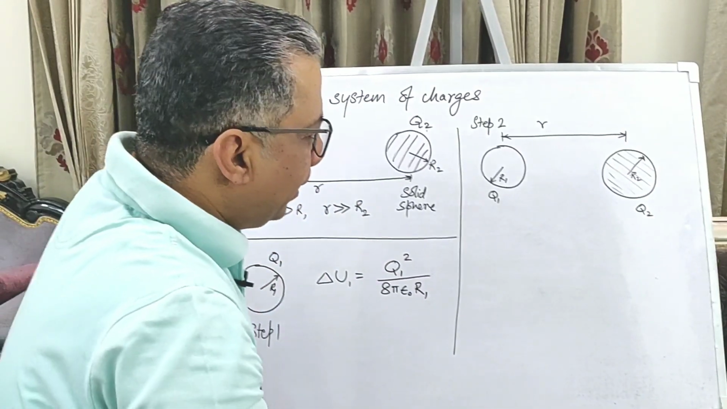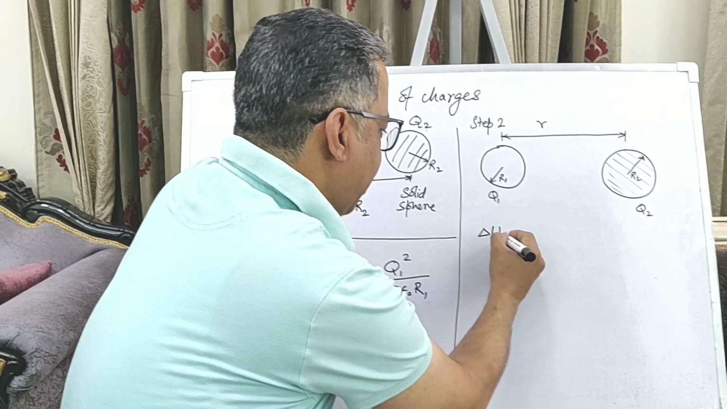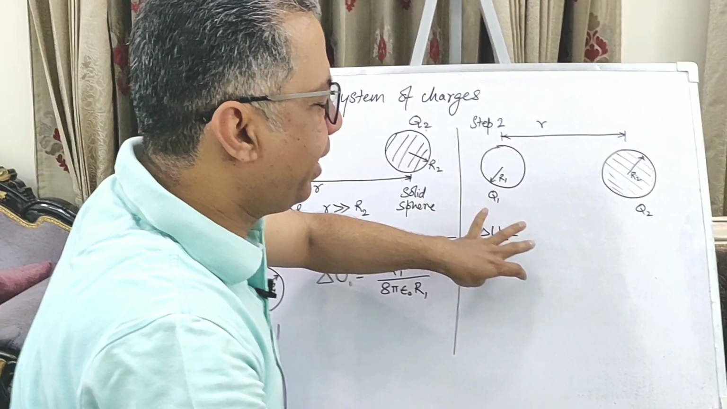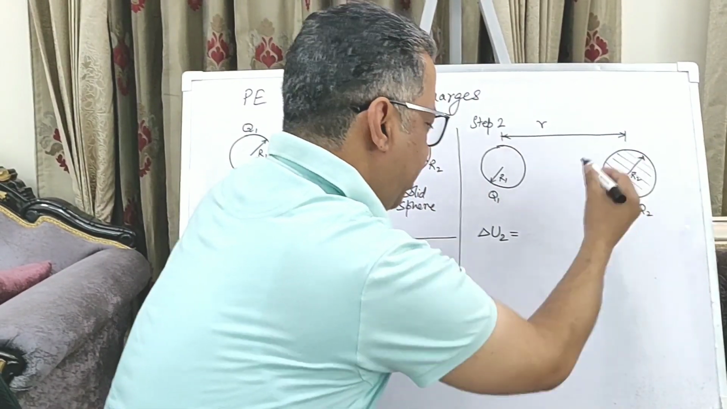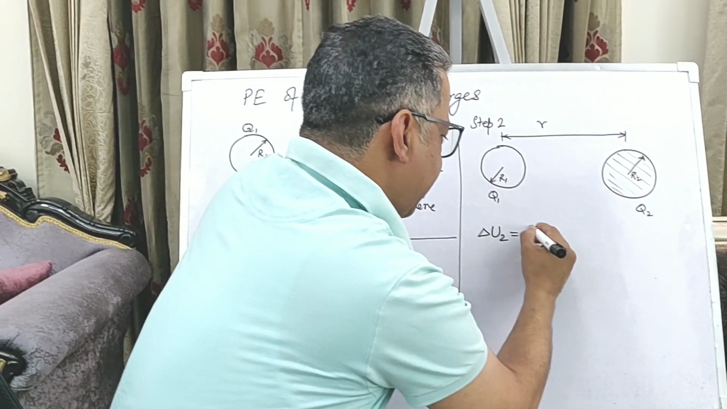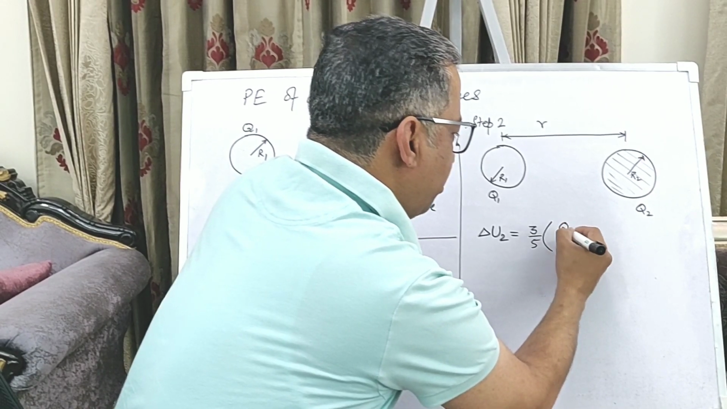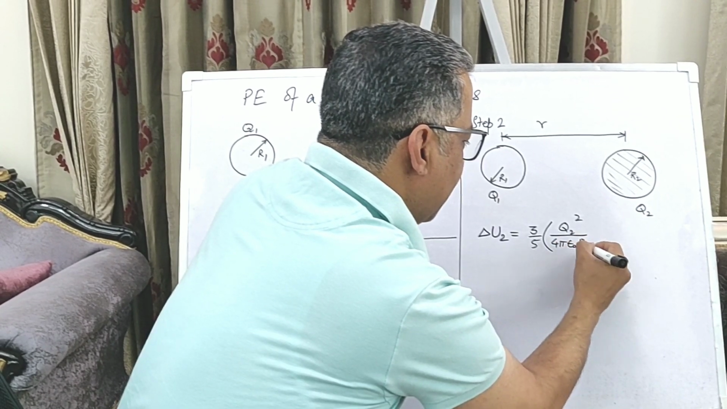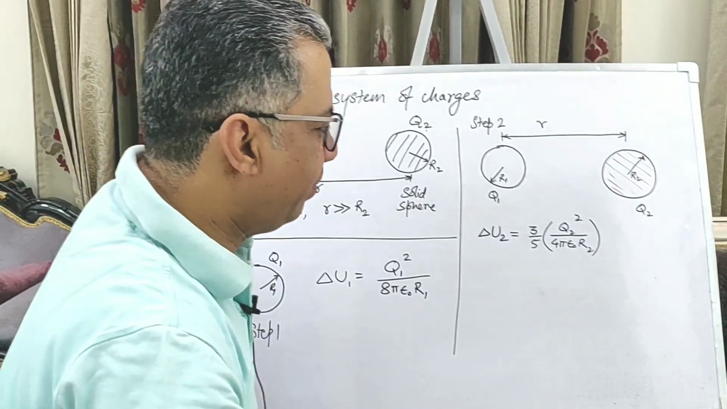Now in this step there is a change in potential energy. Now there are actually two changes that have happened here. Once we place this charge here, the self energy of this charge is one of the changes in potential energy. The self energy here is 3 by 5 times Q2 square by 4 pi epsilon naught R2. This is one change in potential energy.